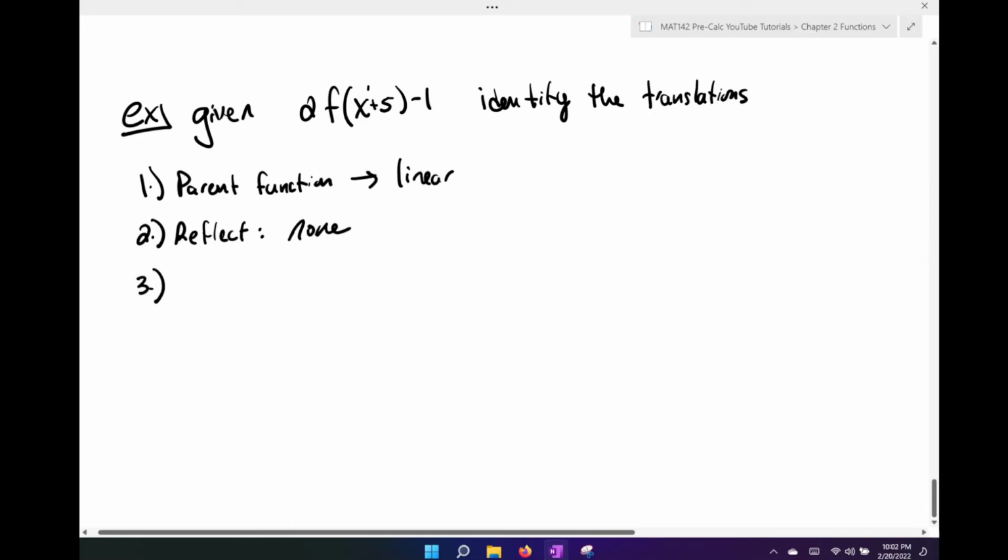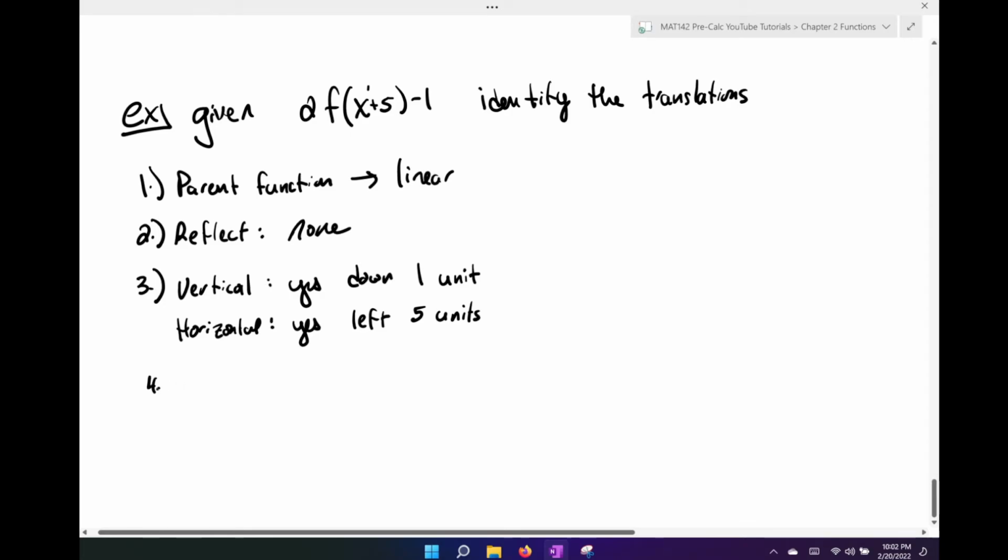3, we're going to talk about shifting, vertical or left. So vertical, I'll say yes. Down 1 unit. And then horizontal, we say yes. Left 5 units. And then 4, do we have any vertical or horizontal?